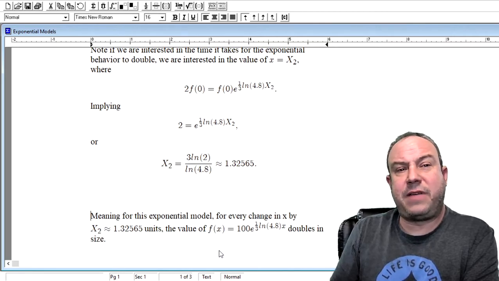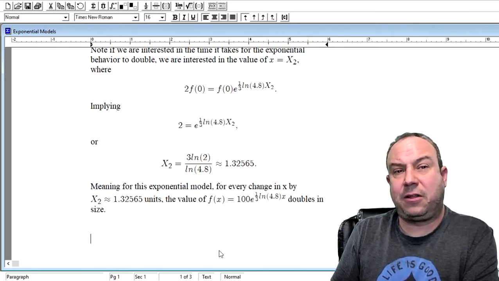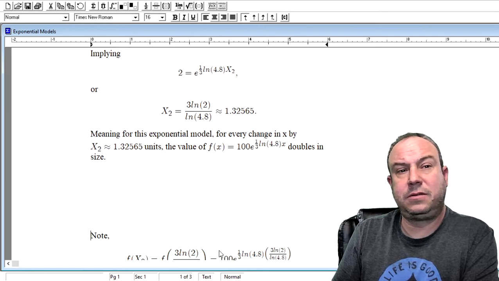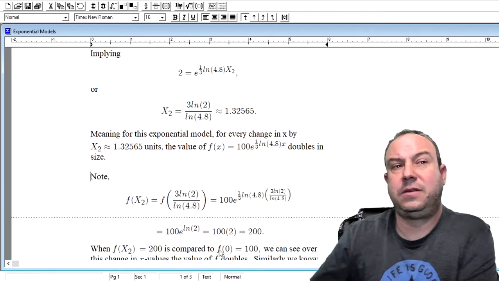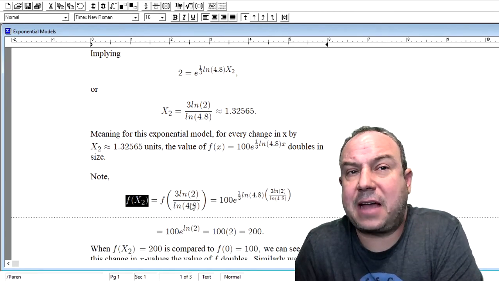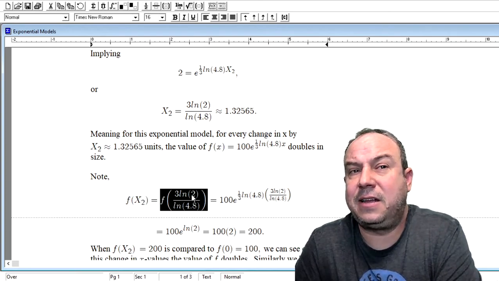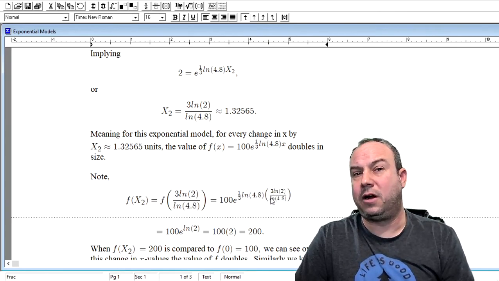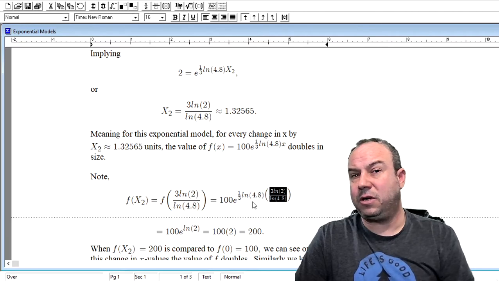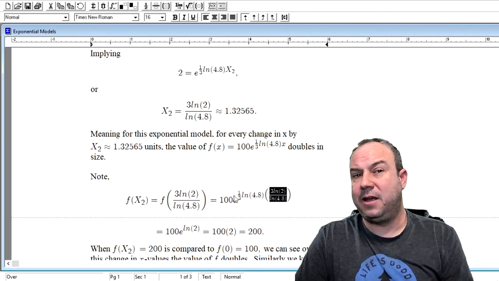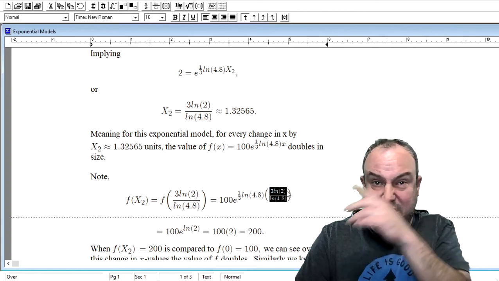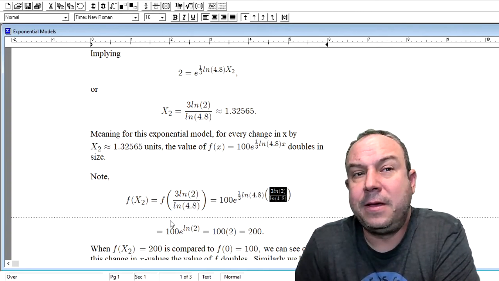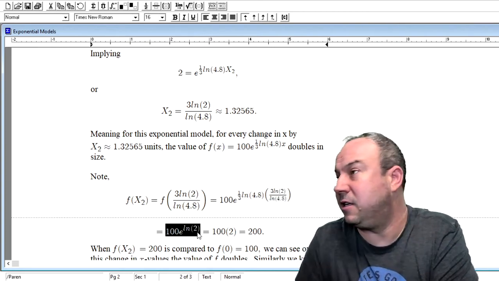Notice if we evaluate the function at this value, if we evaluate f at x sub 2, f at 3 times the ln of 2 over the ln of 4.8, and we substitute that into our model here for x, you will get some canceling happening. The 1/3 will cancel with the 3, the ln of 4.8 will cancel, and you'll be left with just the ln of 2 up there. You'll have 100 e to the ln of 2.